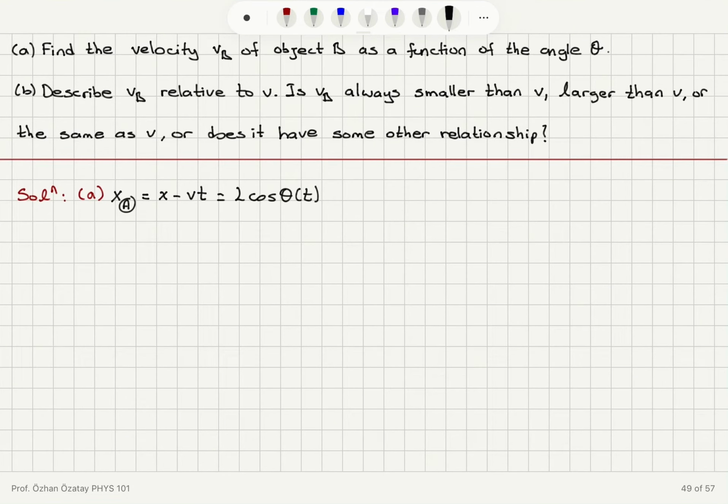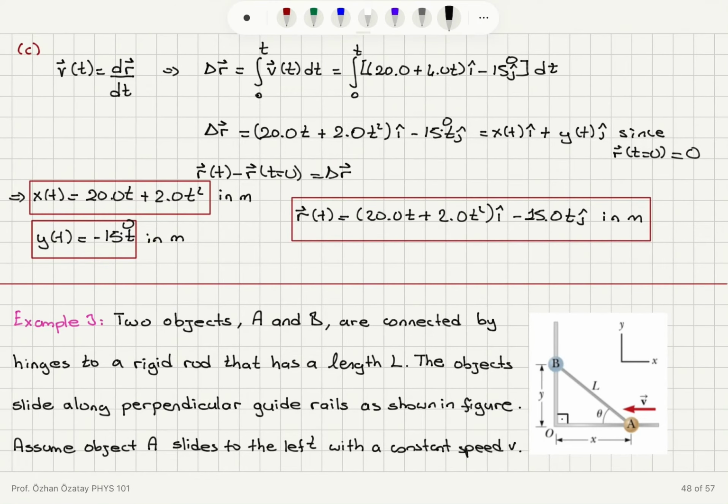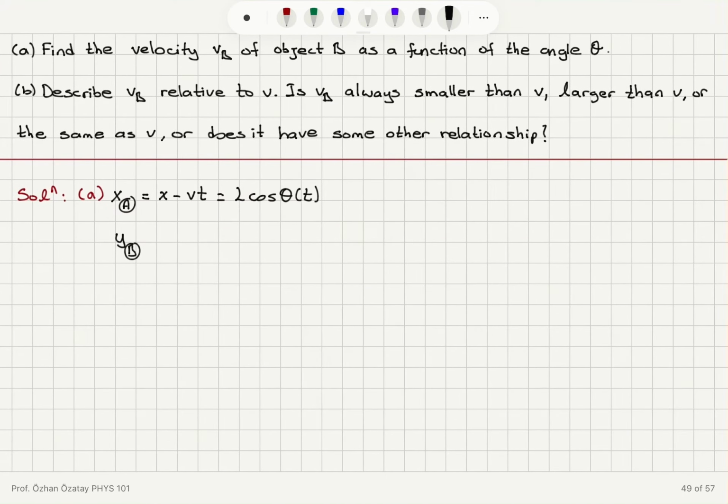So it will be an increasing function of time. On the other hand, I want to look at the position of B as a function of time. Well, you can see that B is going to be related to L as well. It will be L sine theta, so it's going to be L sine theta of t. I don't know what its velocity is. This is what I would like to determine.